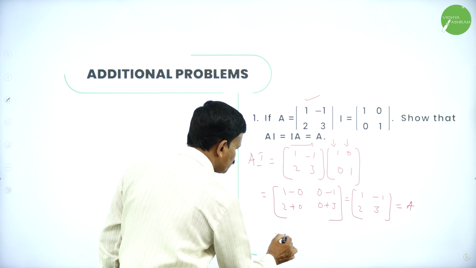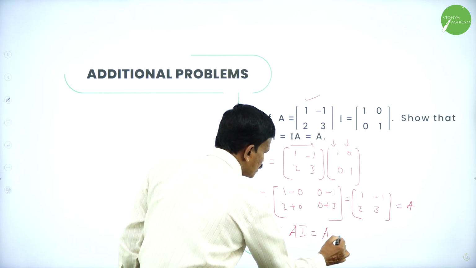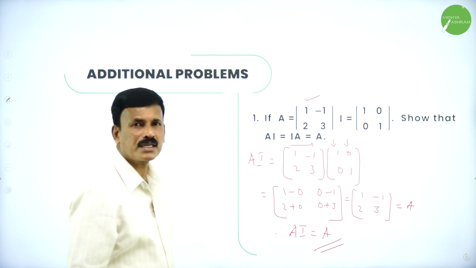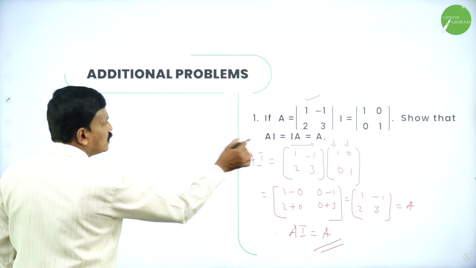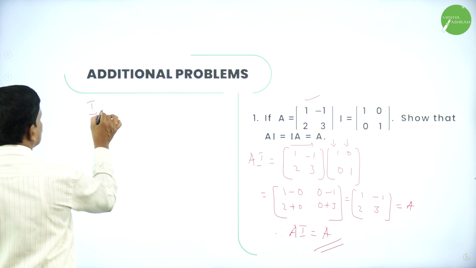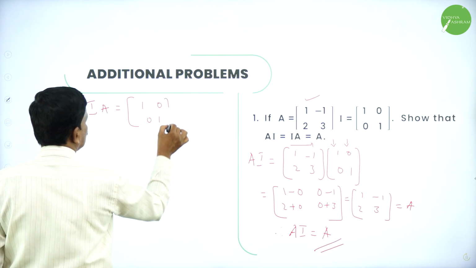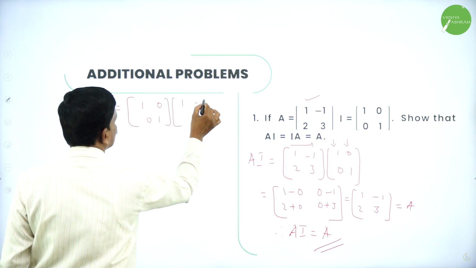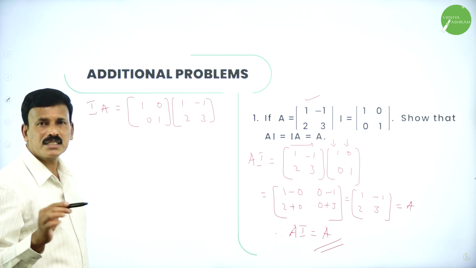So that means, therefore, any matrix into identity matrix is equal to the same matrix. Suppose, on the other hand, I multiply the identity matrix 1, 0, 0, 1 with the matrix 1, minus 1, 2, 3. According to the definition, I will get the same matrix A.